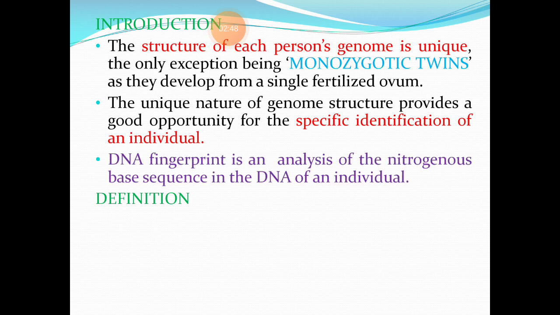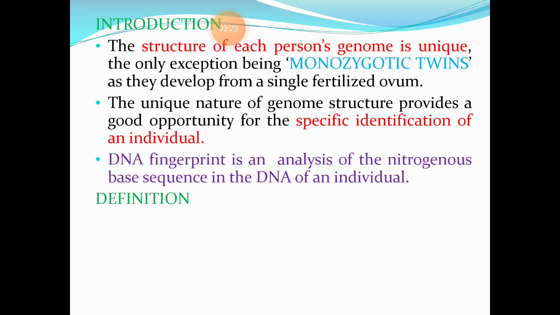Thus, DNA fingerprint is an analysis of the nitrogenous base sequence in the DNA of an individual. You must be knowing that all of us have our DNA in the cell, and the DNA is made up of 4 nitrogenous bases A, T, G and C. Ultimately, the nitrogenous base sequence analysis gives you the DNA fingerprint of a particular individual.